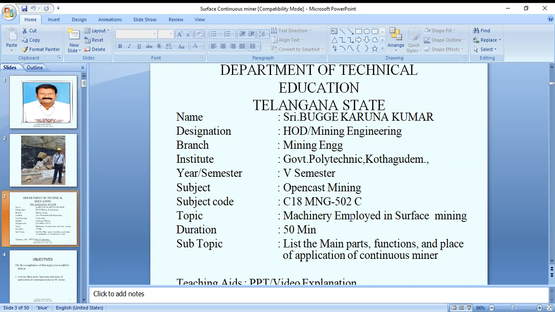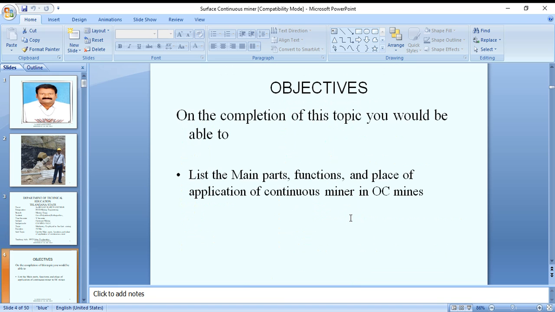Machinery employed in surface mining is the topic. List the main parts, functions, and place of application of the continuous miner is the subtopic of today, around 50 slides. We are going to discuss the various major parts, the functions, applications, productivity, modes of operation, and applicable conditions of the mine. After completion of this topic, you will be able to list the main parts, functions, and place of application of continuous miners in OC mines.